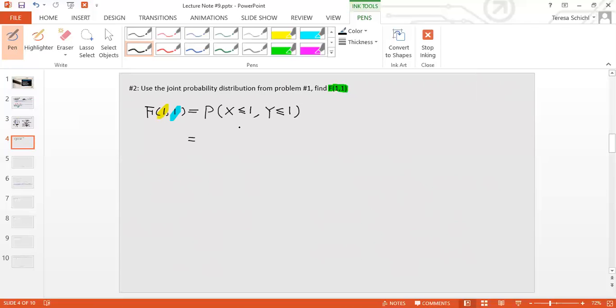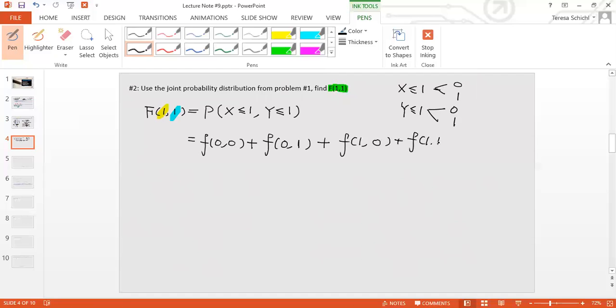X here is less than or equal to 1, right? So X could be 0 and 1. And Y less than or equal to 1, so Y could be 0 and 1, right? So you find all these combinations here. I can have f of 0, 0, then plus f of x equal to 0 and y equal to 1, or you can say x equal to 1 and y equal to 0, then plus f of 1, 1, right?